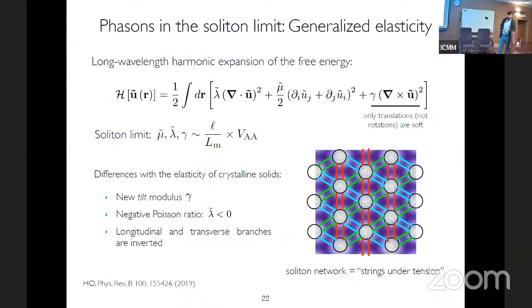And this is a generic feature of incommensurate lattices. It's basically due to the fact that the energetics scale linearly with the distance between these atoms. It's precisely because the energetics are described by a network of solitons under tension. Okay, so that's this. Let me move on to new stuff that I think is more interesting.